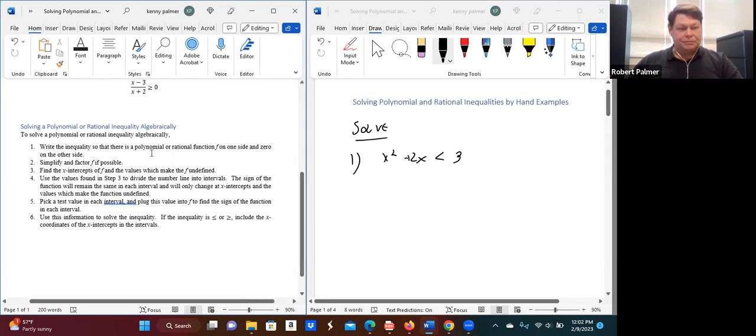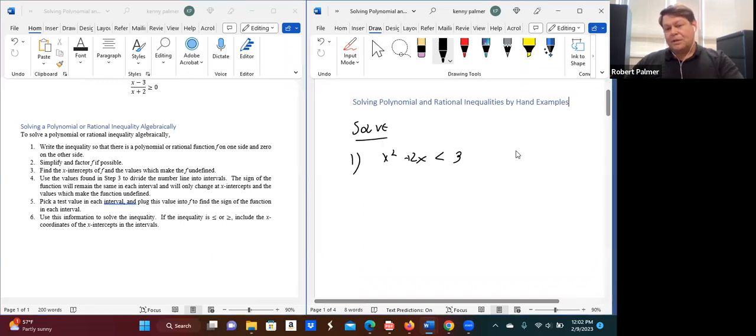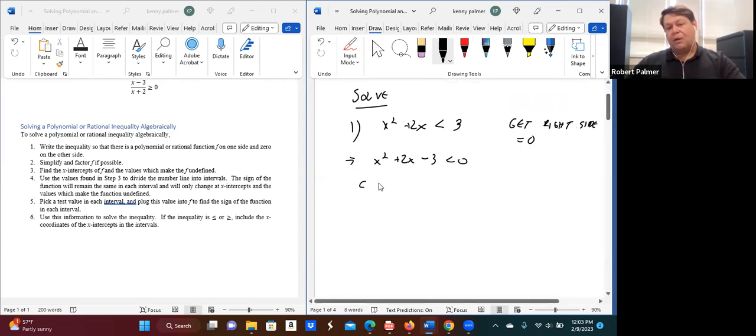So what we want to do is write the inequality so there's a polynomial or rational function on one side and 0 on the other side. So clearly here, we want to make the right side 0. Subtract 3 from both sides. Then this will give us x squared plus 2x minus 3 is less than 0. That's the form we wanted. Okay, so we're going to call f of x, basically, our polynomial function here on the left, x squared plus 2x minus 3.